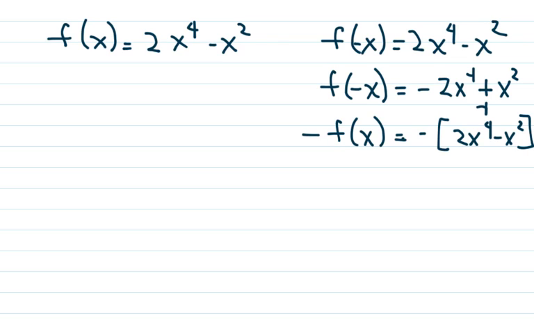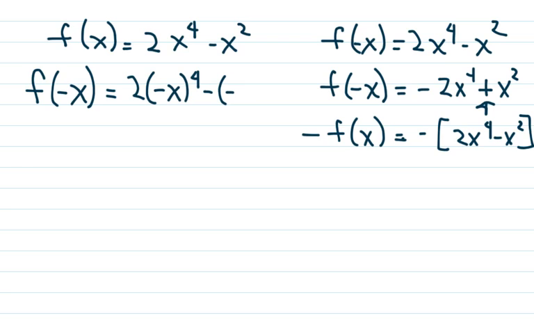And that gives me this function here. So let's check it out. I have to show my work, so everywhere there's an x, I'm going to put a negative x. So 2 negative x to the 4th minus negative x squared. When you have an even power, that's just going to make this positive, because you have 4 x's. So you get 2x to the 4th minus x squared.